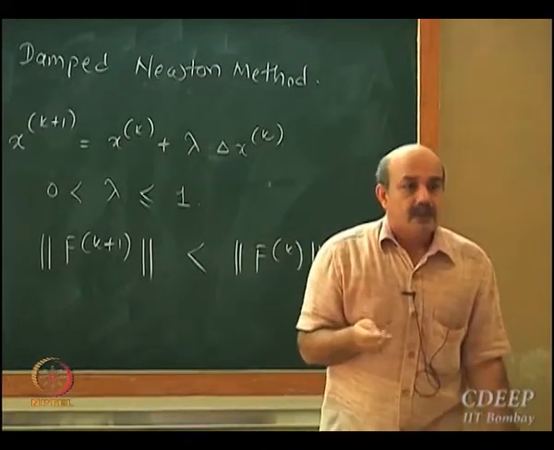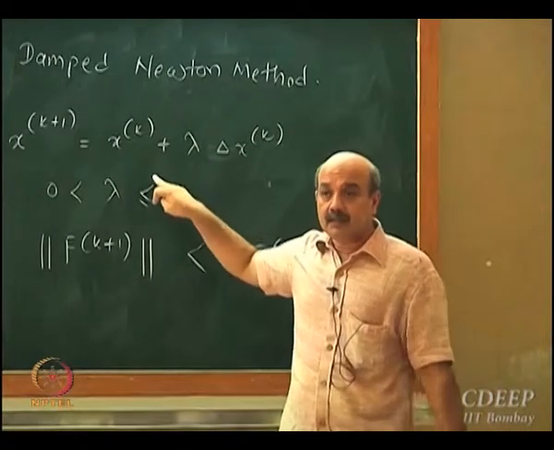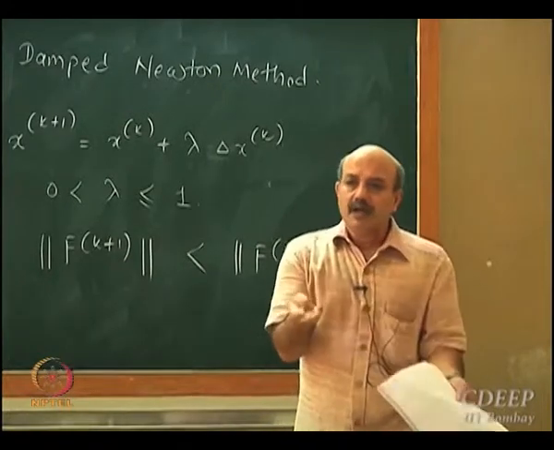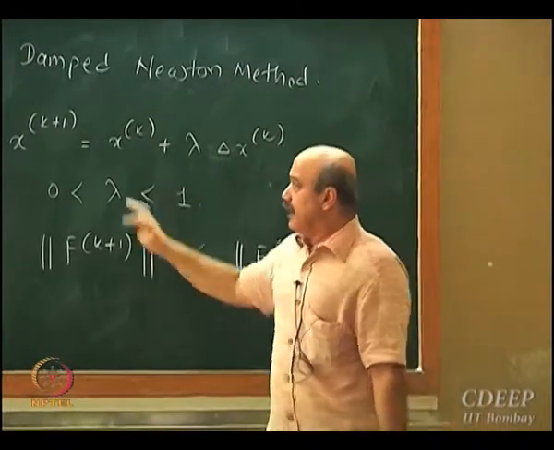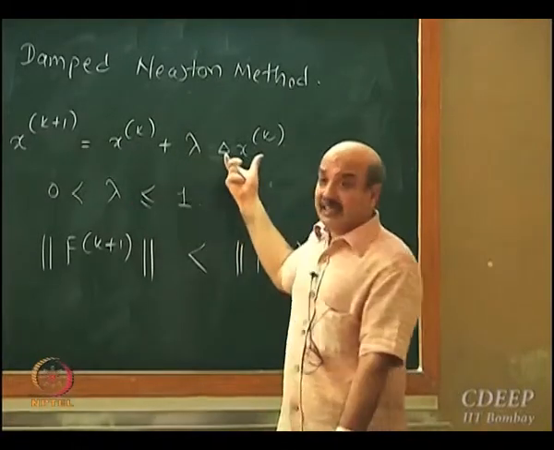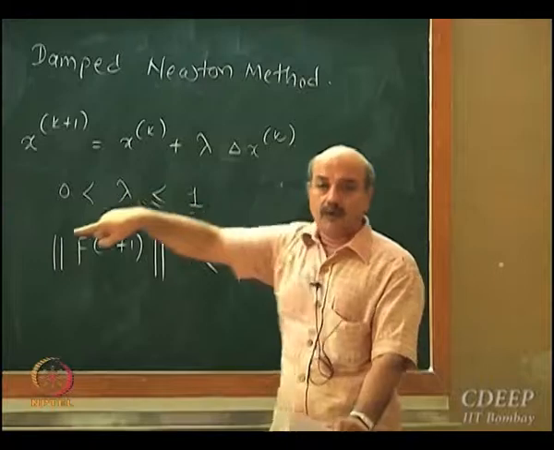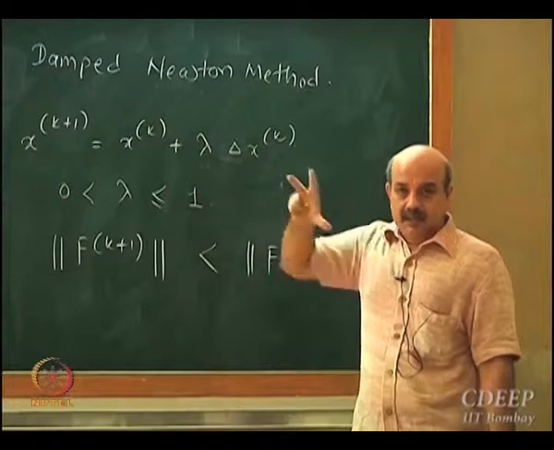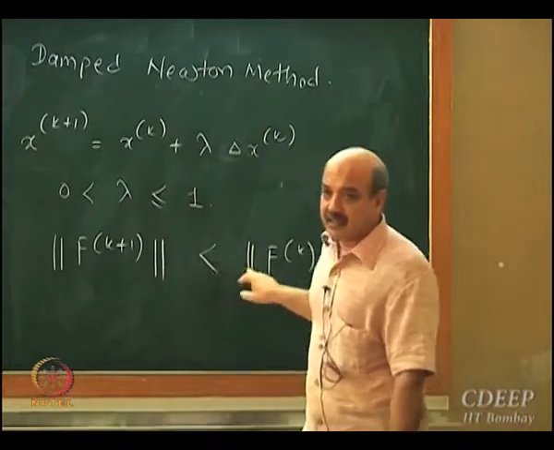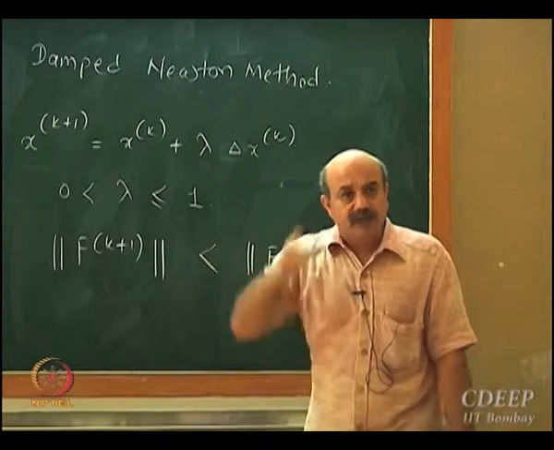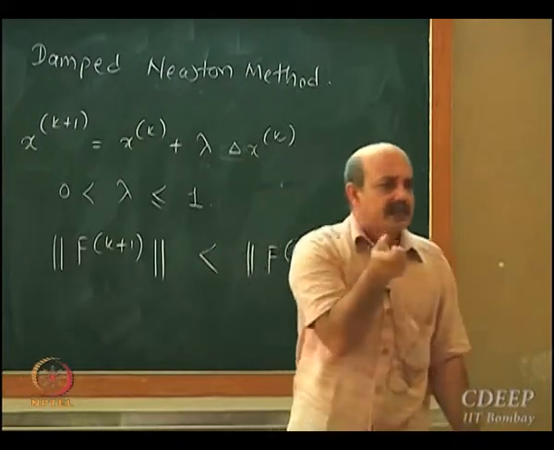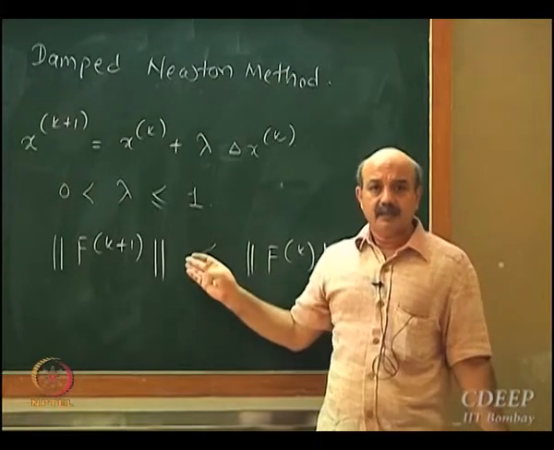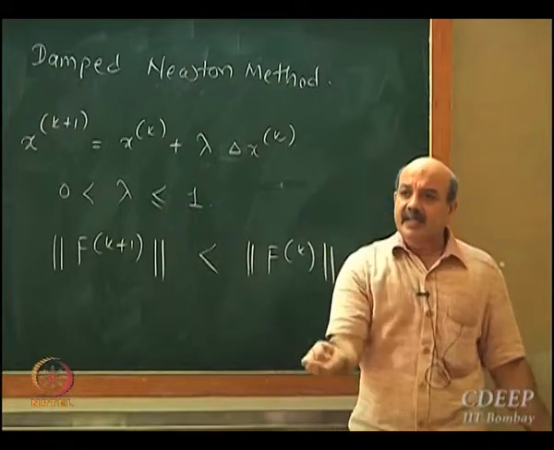If it does not happen, I will reduce lambda to say 0.9. For example, I will give you a very crude way of doing it. Then for lambda equal to 0.9, delta x is fixed. I am not going to change it. Delta x has been found using the Jacobian. So I am going to reduce lambda and check whether this condition is satisfied. If not, I will further reduce lambda. I will go on reducing lambda till this condition is satisfied. The moment I get one lambda for which this condition is met, I will take that step.